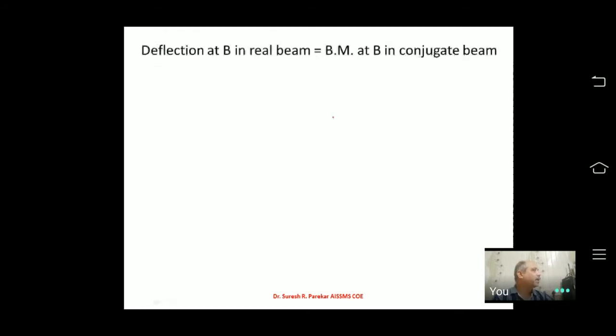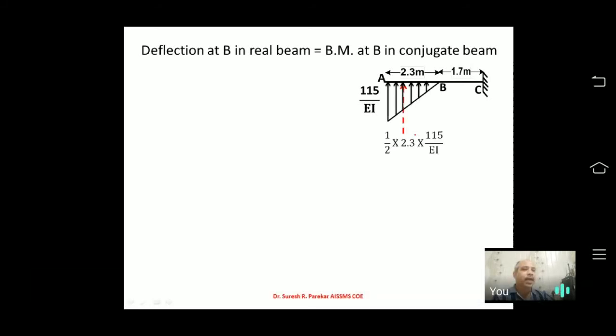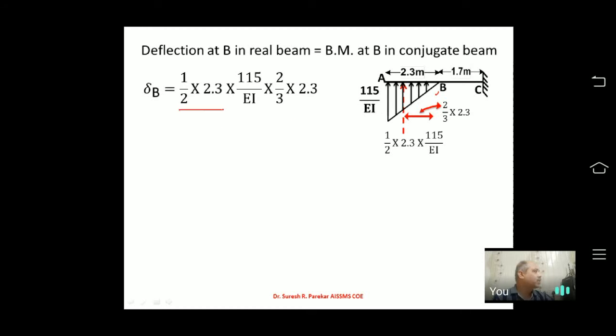So at B, now we have this M by EI diagram for the conjugate beam. To find deflection at B, we have to find the bending moment at B. Now you can see the distance of this load from B is 2/3 of 2.3. Now you put 1/2 into 2.3 into 115 upon EI, which will be the area of this load diagram. So the area of the load diagram is this A.